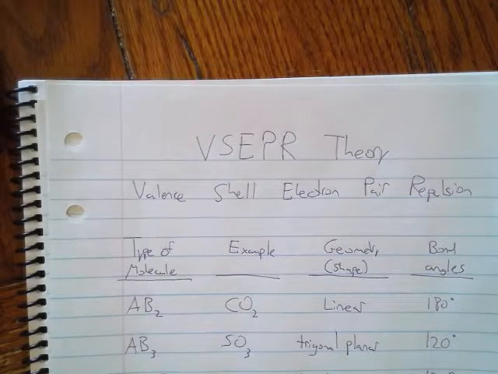So if you create a molecule that has more than two atoms, the electrons on those atoms will push each other apart so they're as far apart as possible. And from this we can predict the shape. So here's what I'm going to show you.